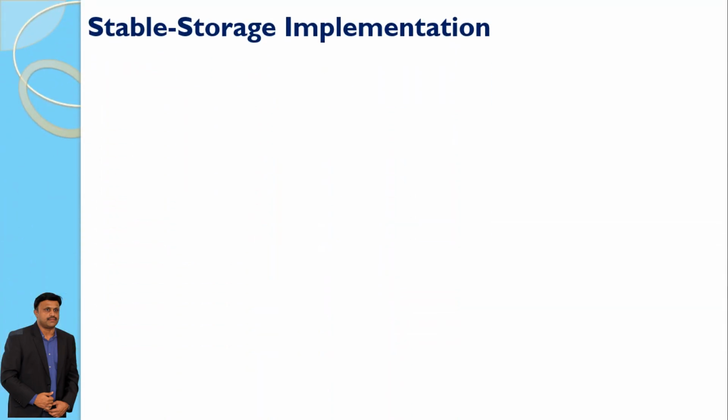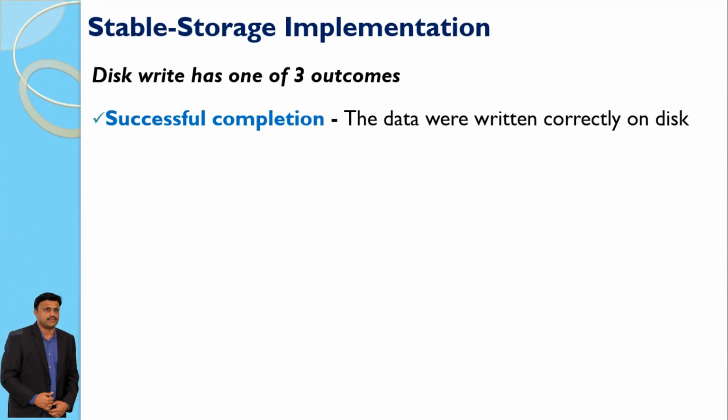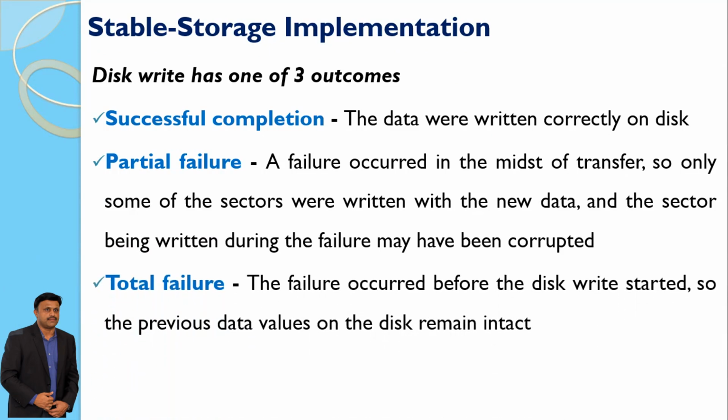Disk writes can have three outcomes: successful completion, partial failure, or total failure. Successful completion means data is correctly written, partial failure means some sectors may be corrupted, and total failure means no new data was written.